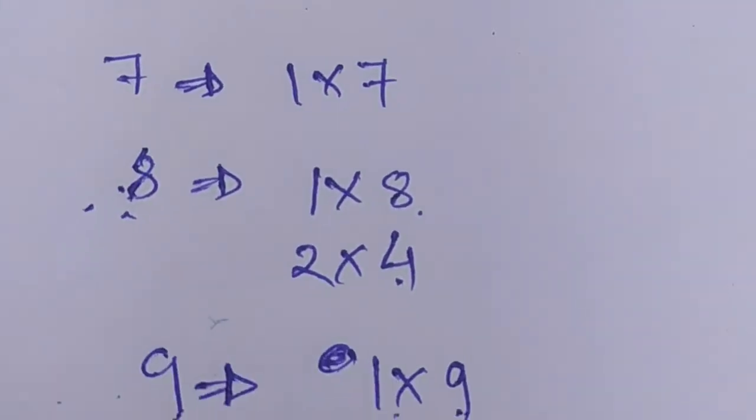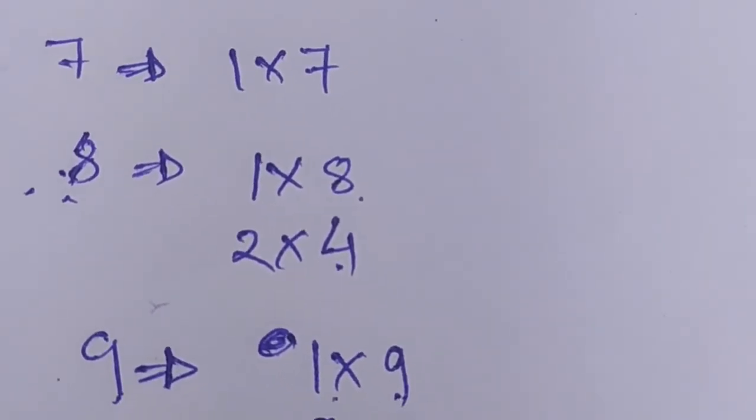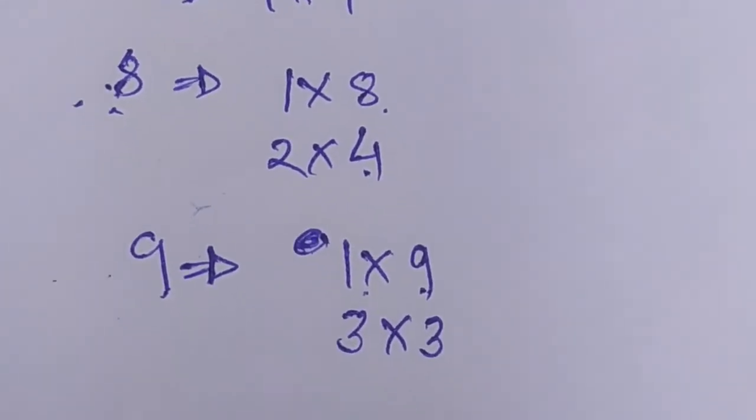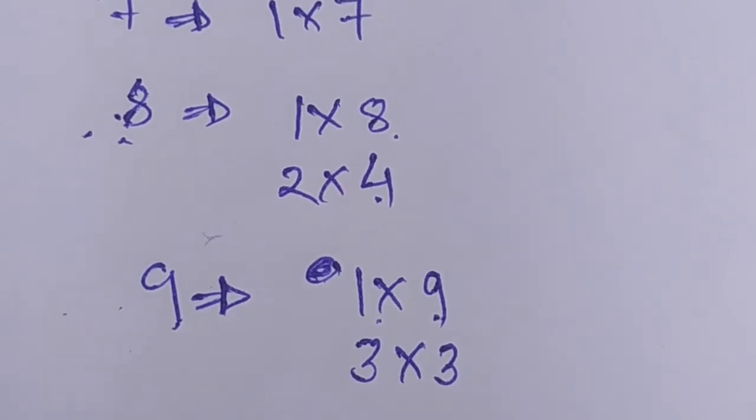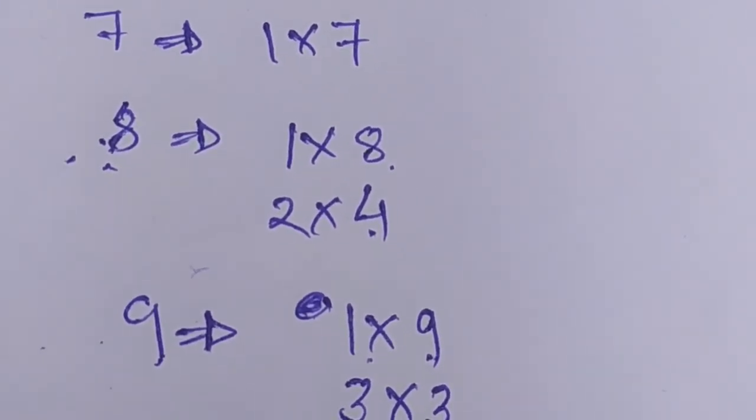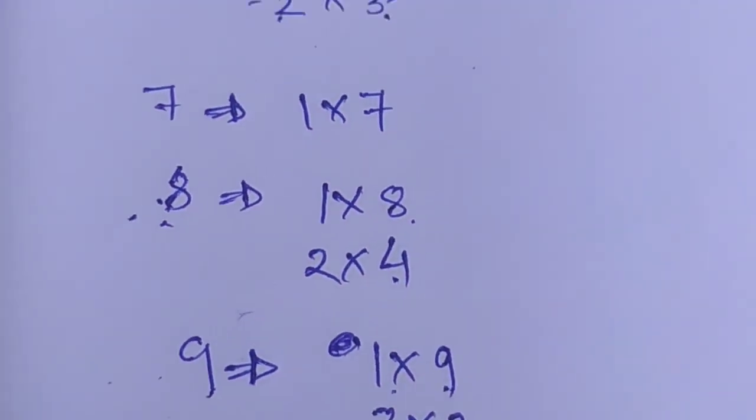Look at 10. 1 into 10, 2 into 5, and it will not come in any more tables. So 1 into 10, then 5 into 2 is 10, and 10 into 1 is 10. So these are the factors of 10.